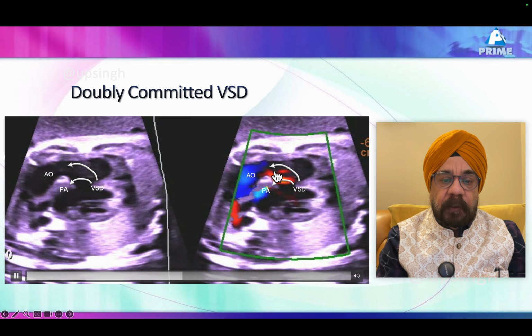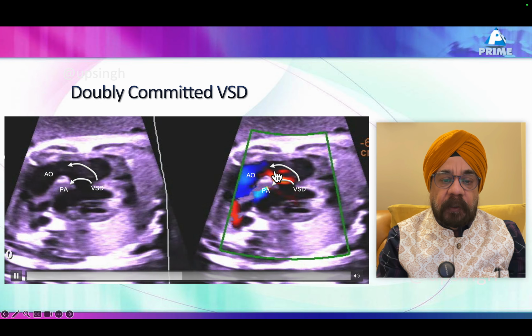Remote VSD is when you see an inlet VSD, and when you see a VSD, you don't see any great arteries. Now you see the great arteries, pulmonary artery, aorta, and you don't see a VSD. That means the VSD is not close to any of the aortic or pulmonary valve. It's called a remote VSD. Now this is the case of an inlet VSD.